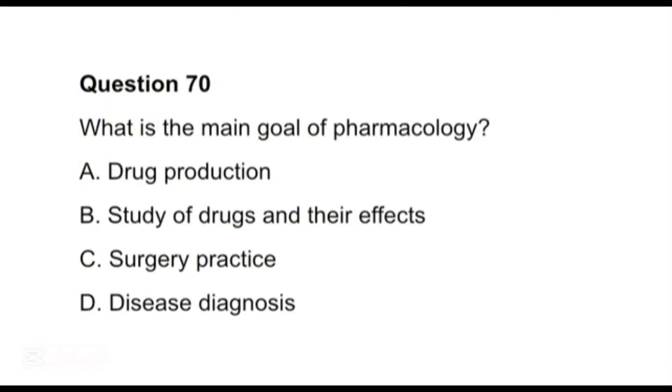Question 70. What is the main goal of pharmacology? A. Drug production. B. Study of drugs and their effects. C. Surgery practice. D. Disease diagnosis. Correct answer, B. Study of drugs and their effects.